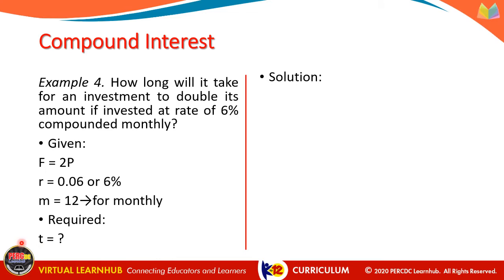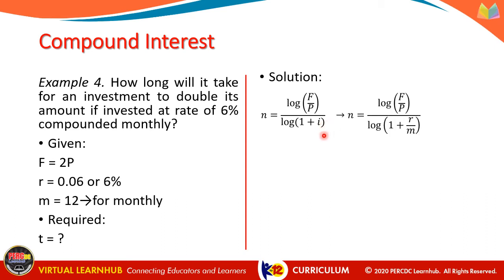Okay? For our solution, we are going to use this formula, n is equal to log of F over P, over log of 1 plus i. We used this formula in our previous lecture video. If you forgot about this, please check our previous lecture video, okay? Now, we know that i is equal to r over m. So, just substitute i with r over m, okay?